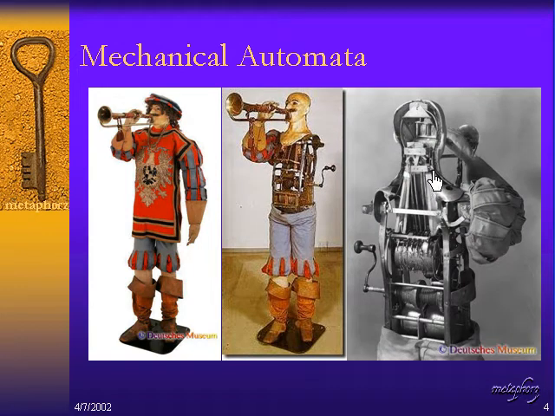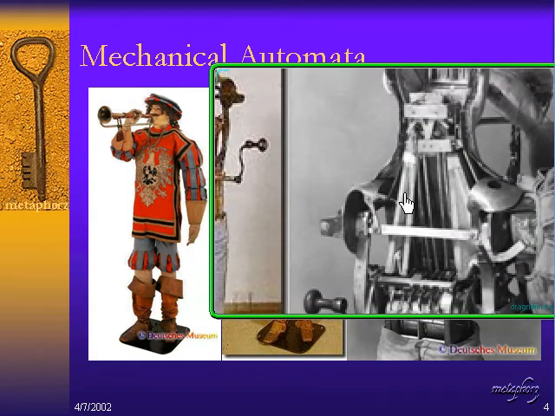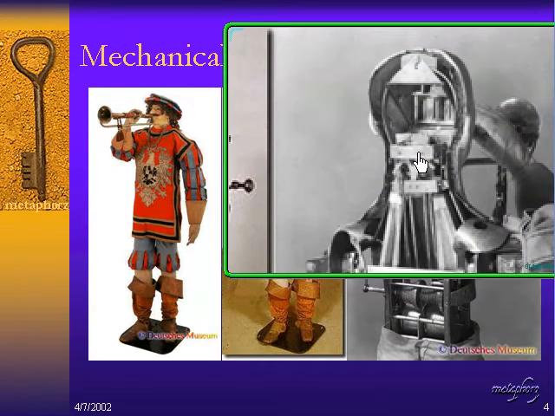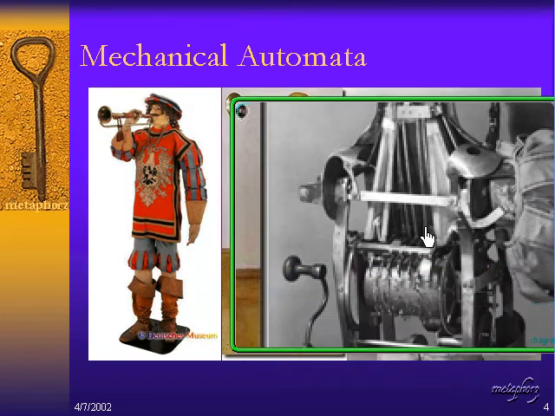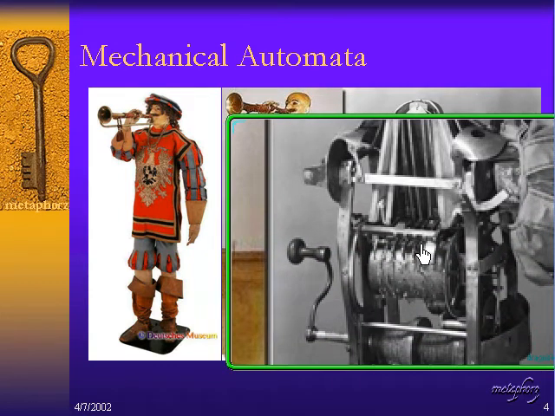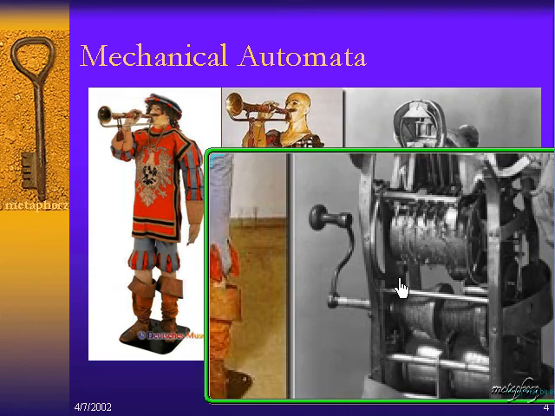And then if we look at the back of the automaton, we can see the rotating drums and the pipes. Let's take a bit of a closer look at this right here. There's the head with the trumpet. You can see bellows. You can see the rotating drum. On the left, you can see the hand crank.